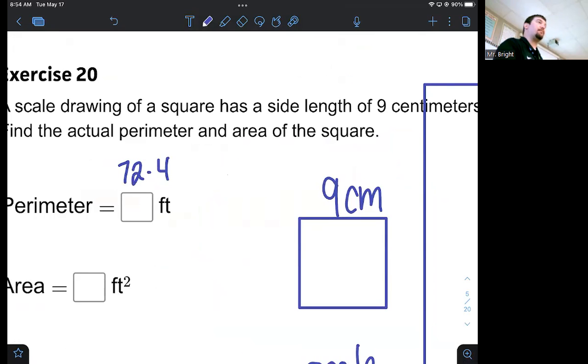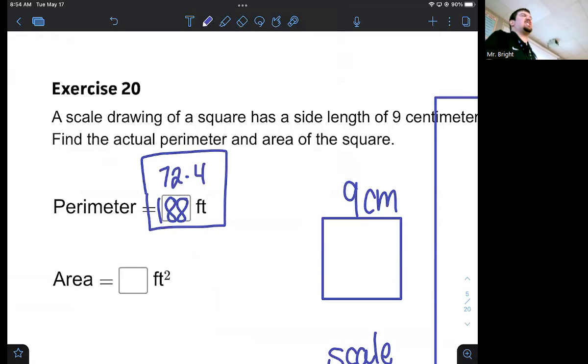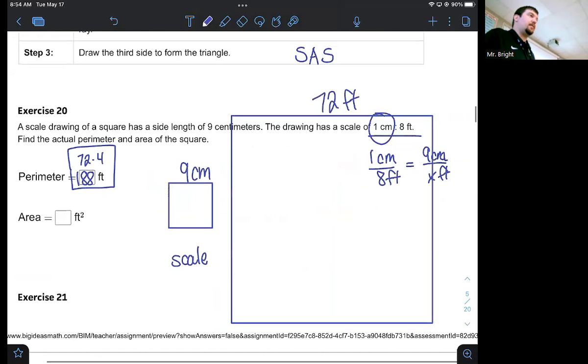Okay, so your answer for part A here for the perimeter is 188 feet. Don't forget to label it in feet. If it's just perimeter, it's a distance, whereas area is a space. What's the shortest amount of work that I would have to do to find the area of this square?